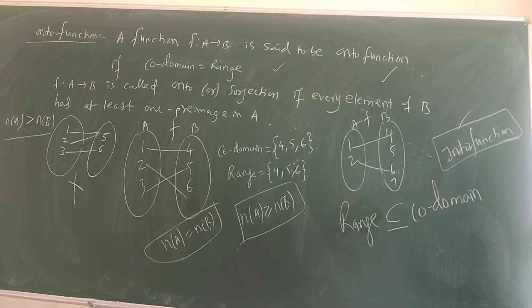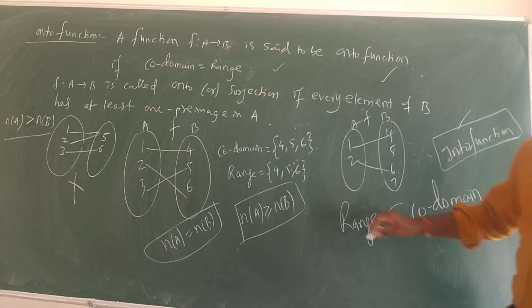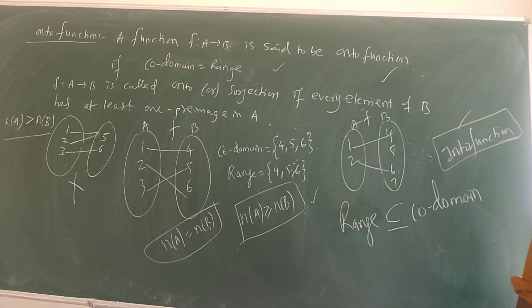Number of A greater than or equal to number of B, write down. The condition for a function f: A to B to be surjective is that number of A is greater than or equal to number of B. The condition for a function to be onto is that number of A is greater than or equal to number of B. Right?